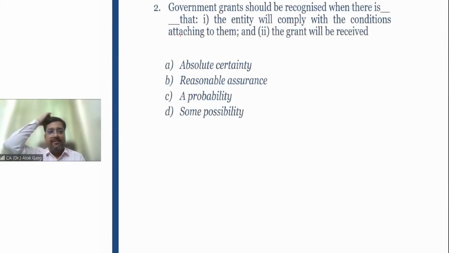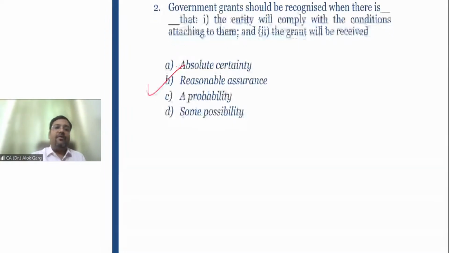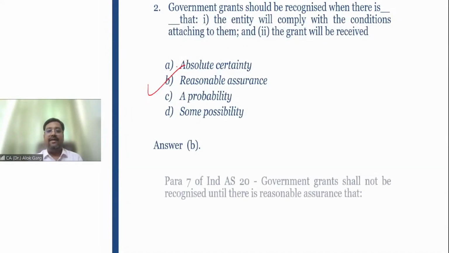Government grant should be recognized when there is dash that the entity will comply with the condition and the grant will be received. Absolute certainty, reasonable assurance, probability, or some possibility. What is the right answer? The difference between AS and Ind AS will not come. Reasonable assurance. You're right. Reasonable assurance. Right answer is B.